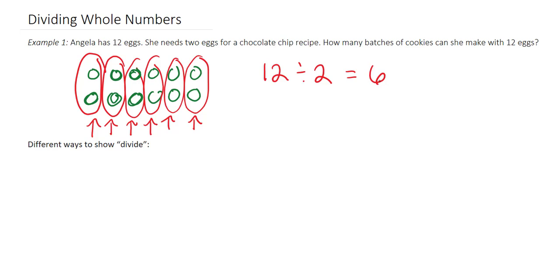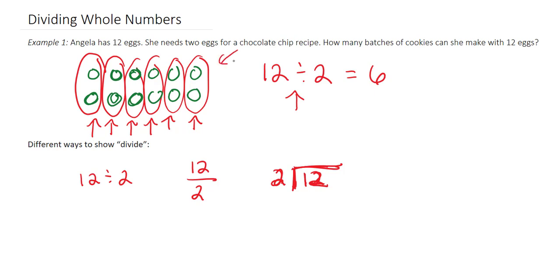Now, there's different ways to show divide. There's this way, 12 divided by 2. There can also be 12 divided by 2 like this, which would also indicate division. And then there's also this, where we have our division bracket to show division here. And then 2 would go into 12, and that's what we're asking. So 2 can go into 12 how many times? It can go into it 6 times, which we can see here.